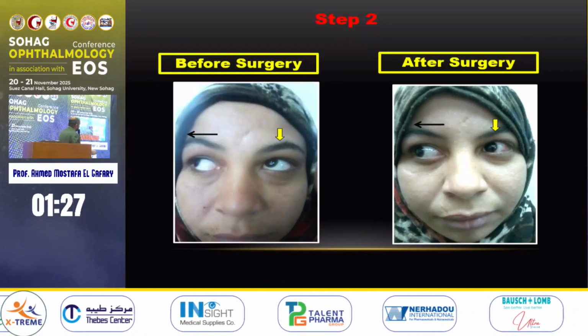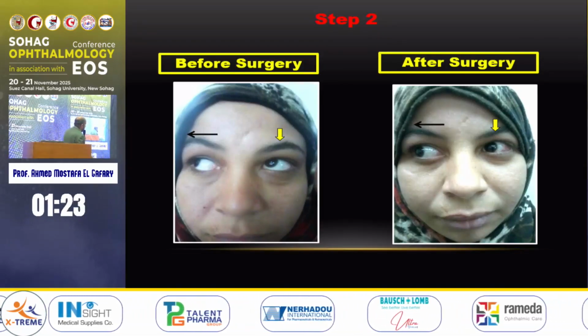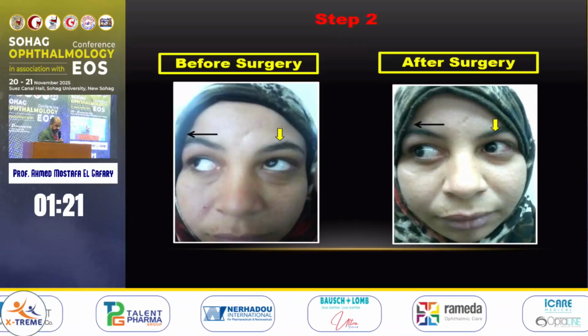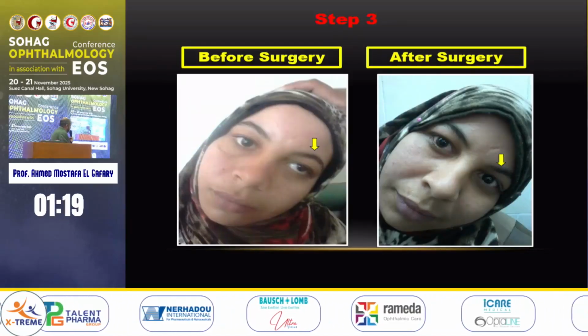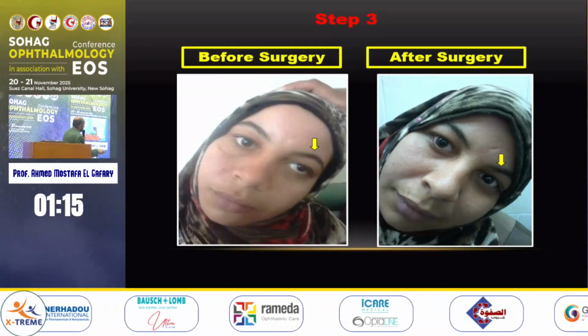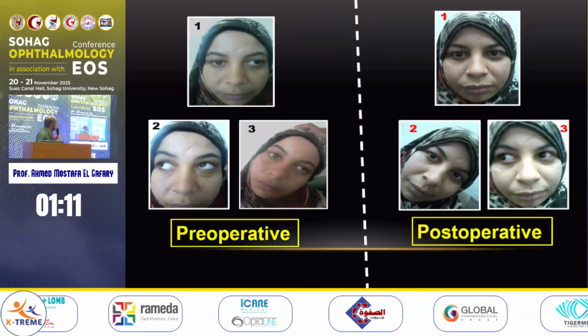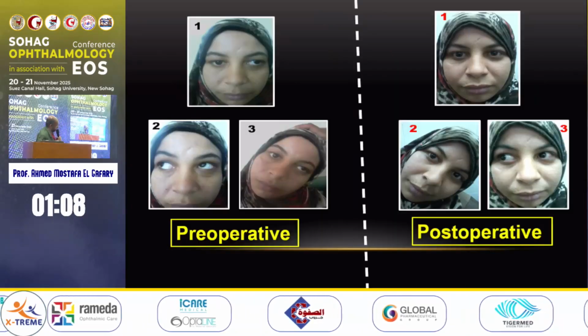On adduction, hypertropia. On adduction after surgery, no hypertropia. Head tilting to the same shoulder, hypertropia. Head tilting after surgery, no hypertropia. This is before and after surgery.